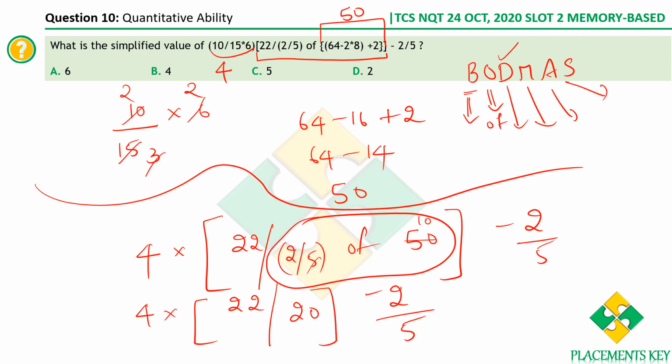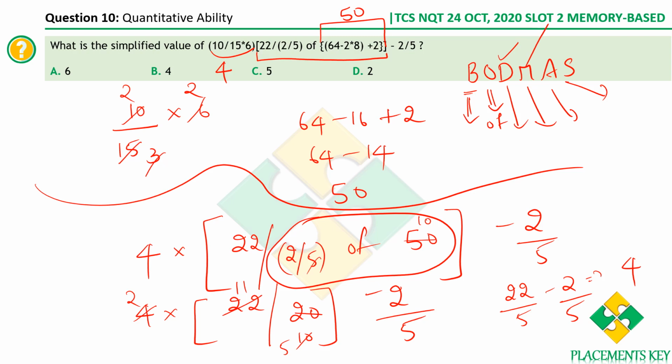Now it's simple. 2 tens are 20, 2 elevens are 22, 2 fives are 10, 2 twos are 4. I multiplied everything, because multiplication takes precedence over subtraction. So what do we get? 2 into 11 by 5, that is 22 by 5 minus 2 by 5. So you get the answer as 20 by 5, that is 4. I hope this is clear for everyone.